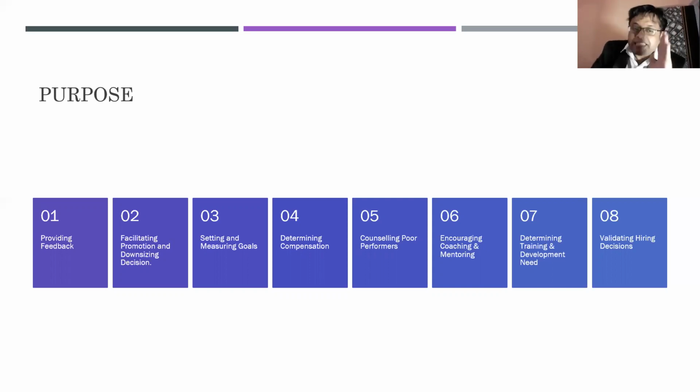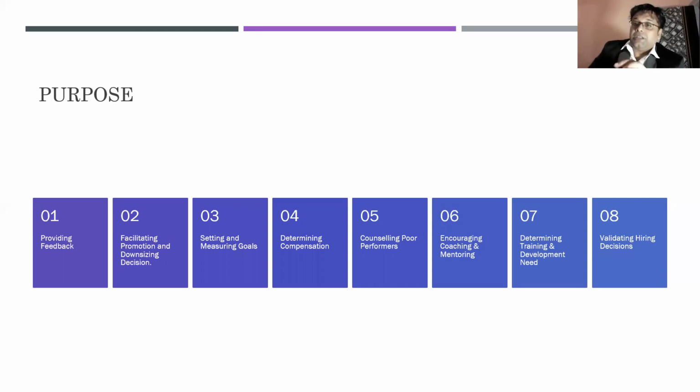Next one, facilitating promotion and downsizing decisions, as I've discussed. Your promotion and your downsizing depend on the performance appraisal. Say for example, there are 100 employees, and out of that I will be giving promotion to 5 employees. Which 5 employees should I give promotion? It is totally based on the performance appraisal system. The top 5 performers may be given the promotion.